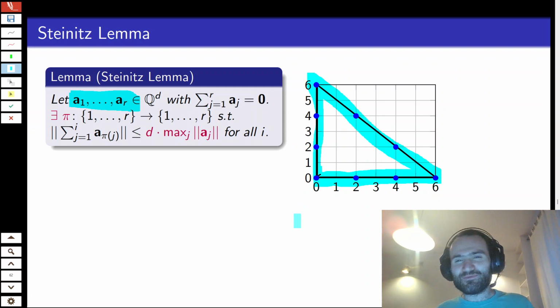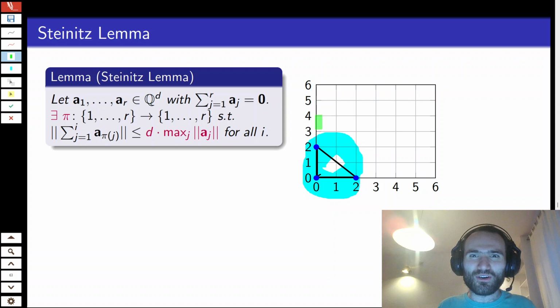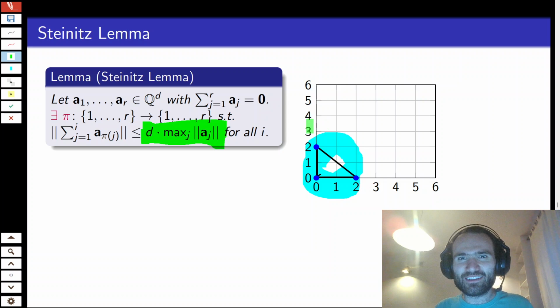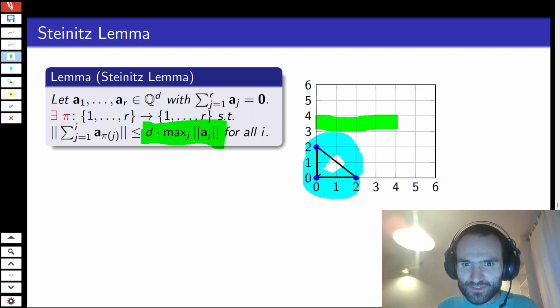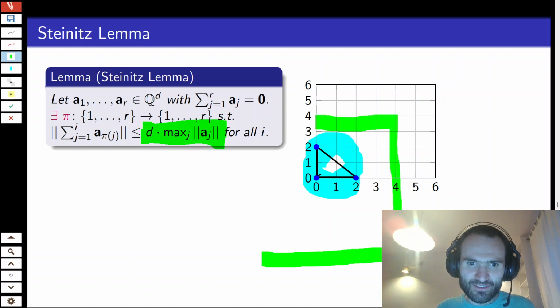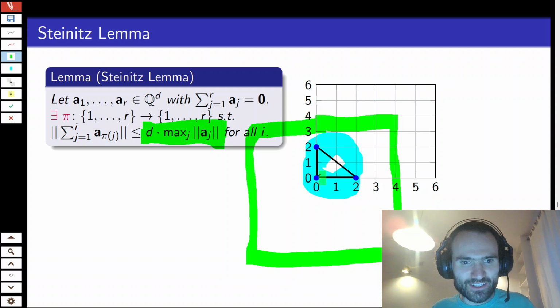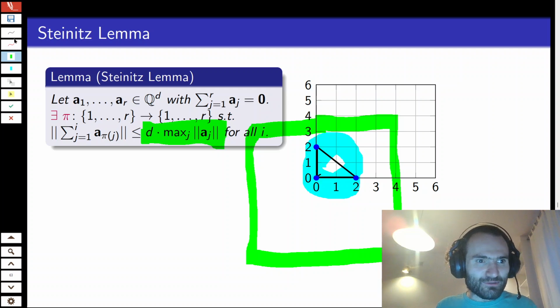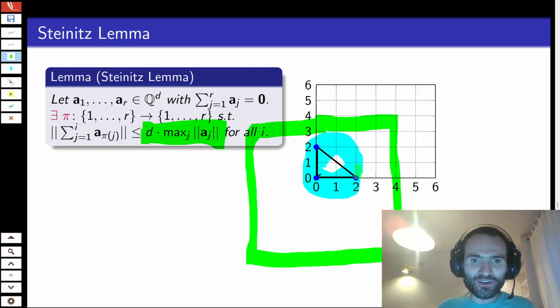Okay, and now what do you want to do? Well, what you want to do is reorder the path such that it stays in some smaller block. Specifically, if you look here at the formula, d times the max norm of these vectors would in our case be 4. So this means we want to reorder our path such that it stays within this 8x8 square around the origin. And the lemma states that no matter what sequence you give me, I can in fact reorder this such that this will happen.